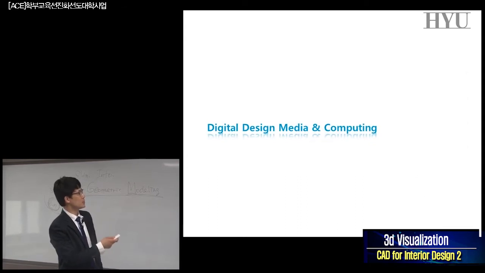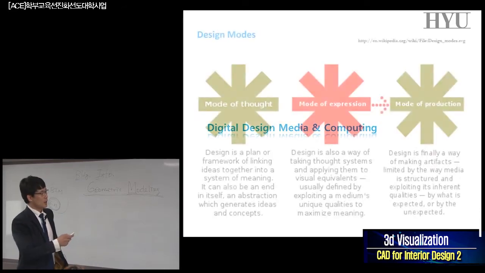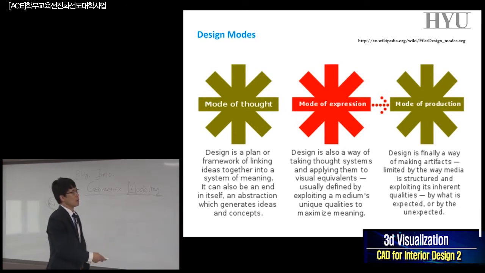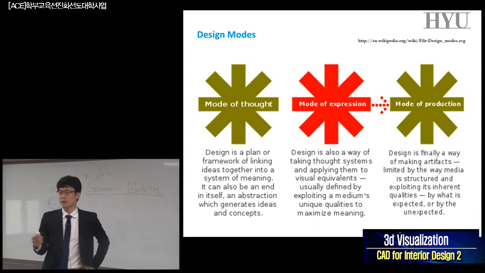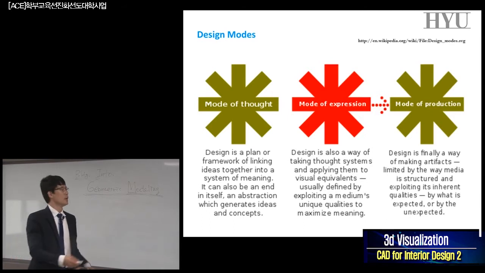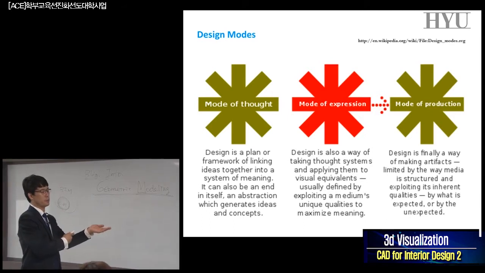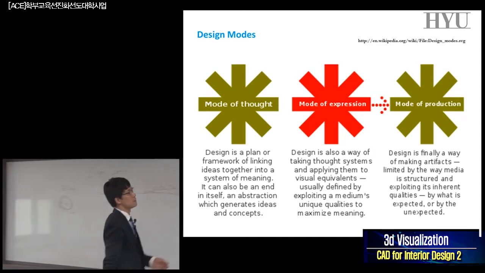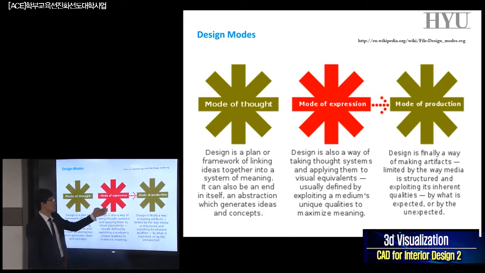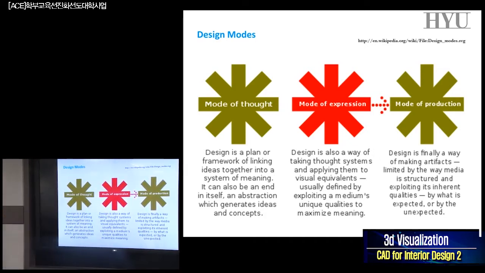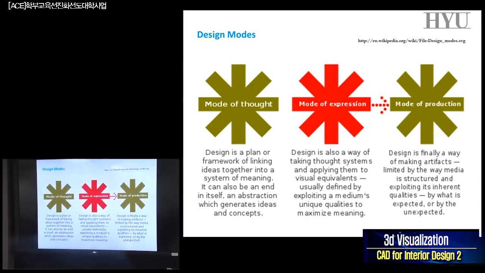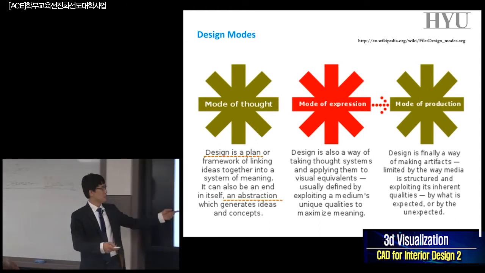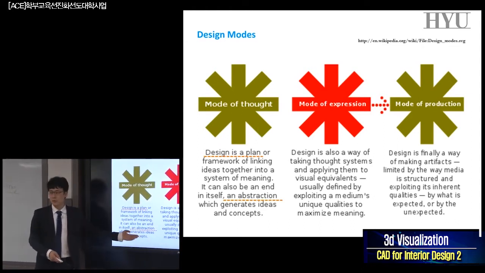Let's move on to the topic issue in digital design, media, and computing. The simple representation about design mode from Wikipedia. Actually, we have to know what design is, how to define design, something else. But instead, I would like to show you there are three very particular modes in general design. First one is mode of thought, and then we move to mode of expression. The last one, mode of production. First one, mode of thought, is simply similar to the image I showed you before: brain, your idea in your head. In this mode, design is a plan, a scheme, an abstraction.